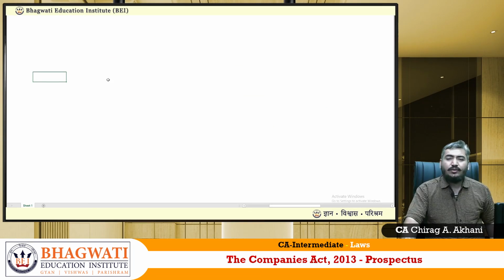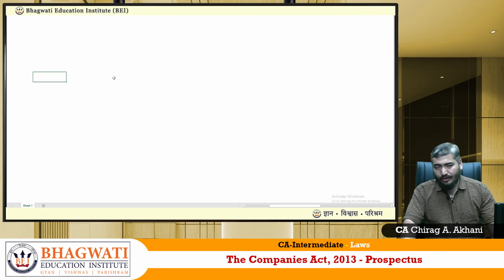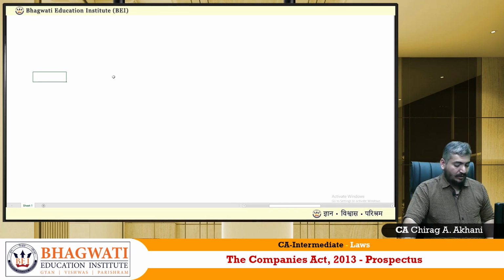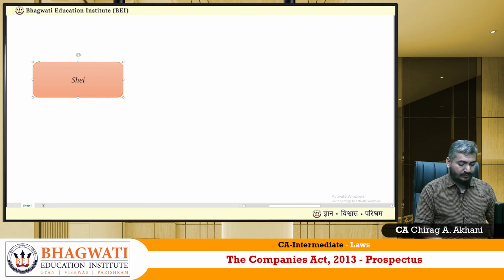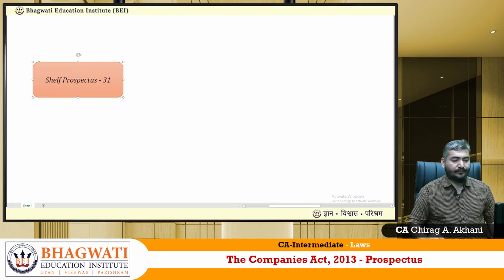In the last session we learned that any document we issue in order to get the company's shares or securities subscribed, if that invitation is a public invitation, is considered a prospectus. In that definition, it was also mentioned that the term prospectus also includes shelf prospectus under section 31. Now, what is a shelf prospectus?